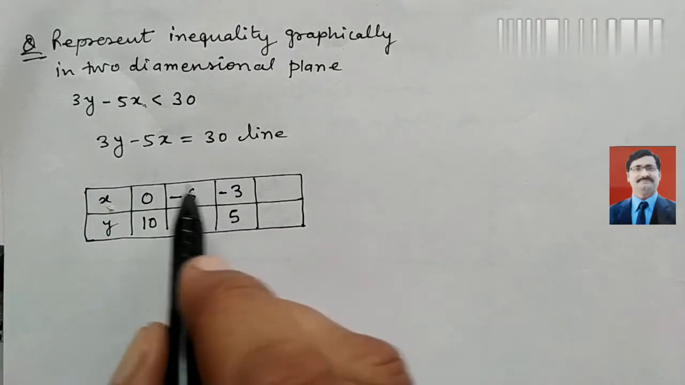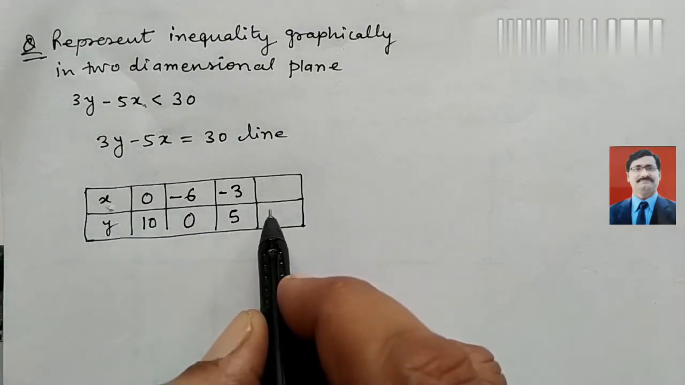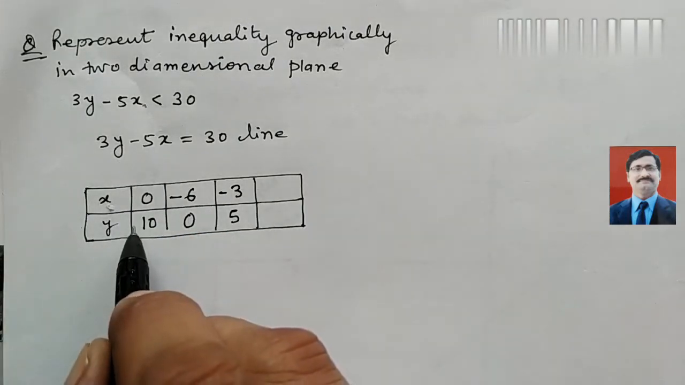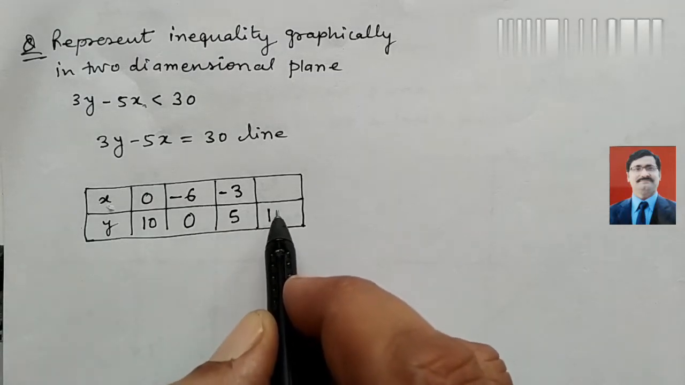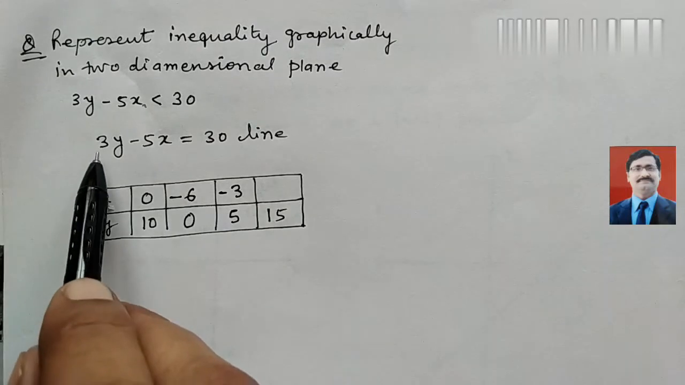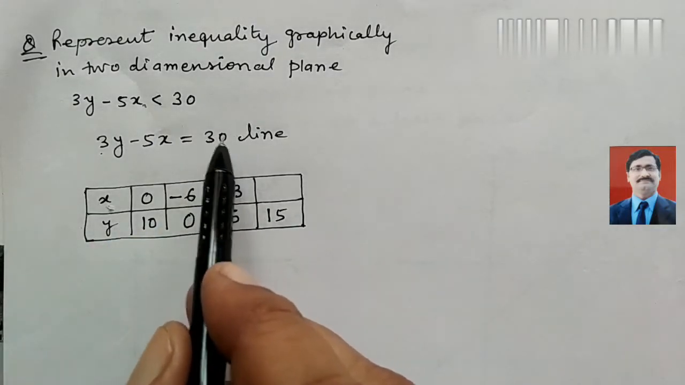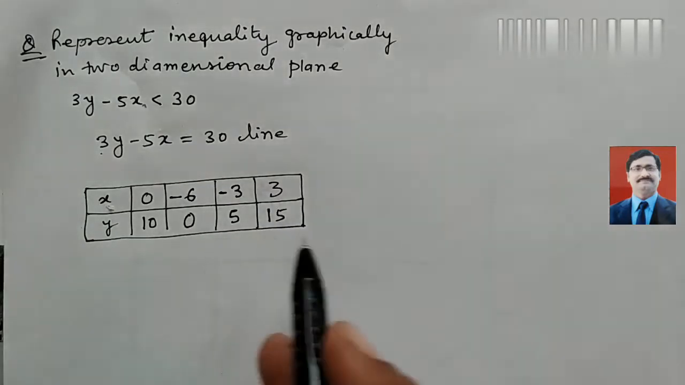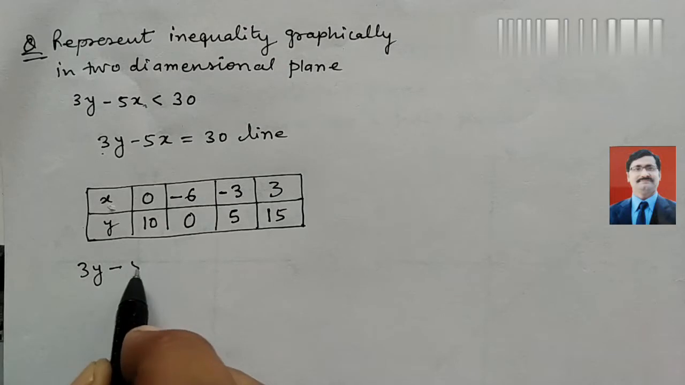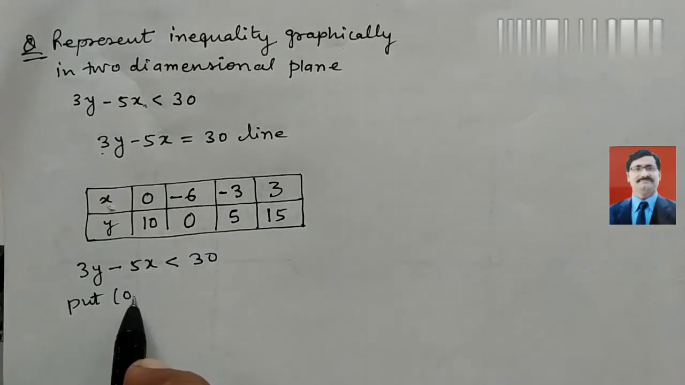All understand? Next, in place of y I can put here 10. 10 already I put here. 15 and 15 I can put here. Okay, so 15 into 3 is 45, 45 we transfer, we get minus 15 and minus minus plus, and we get 3 here. So with 3-4 points you can find the inequalities. This is the inequality, and here I will put 0, 0.